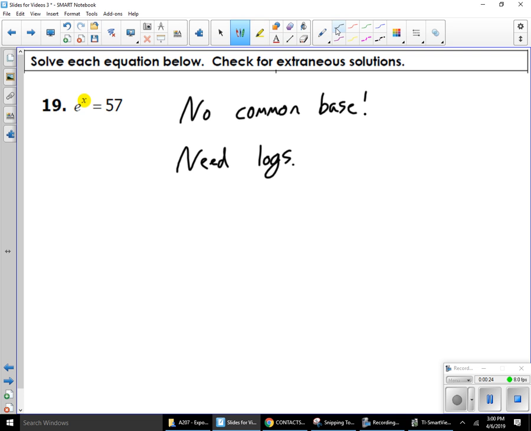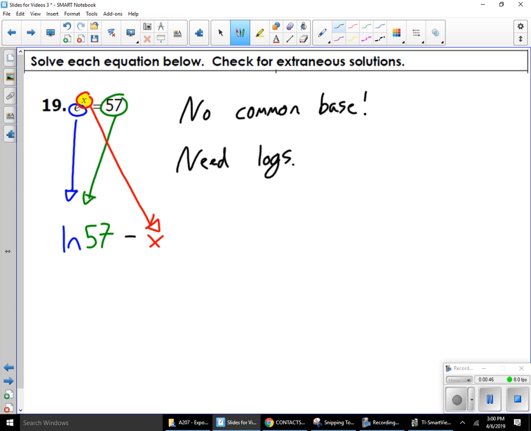Now the base of this log is e, so I'm going to need a natural log because the base of natural log is e. And then my input and output switch sides. So I used to have 57 on the right, 57 is now on the left. I used to have x on the left, now I'm going to have x on the right, and those two things are equal. So natural log of 57, that is not going to be a very nice number.